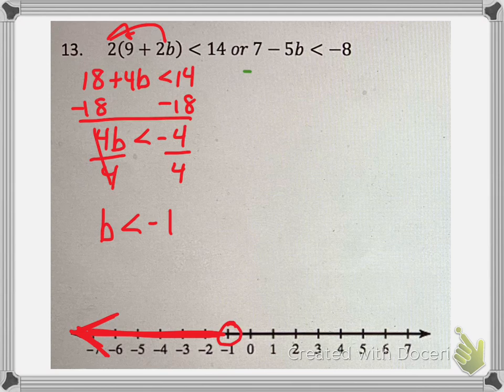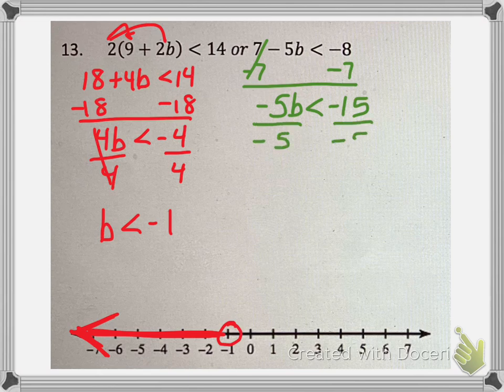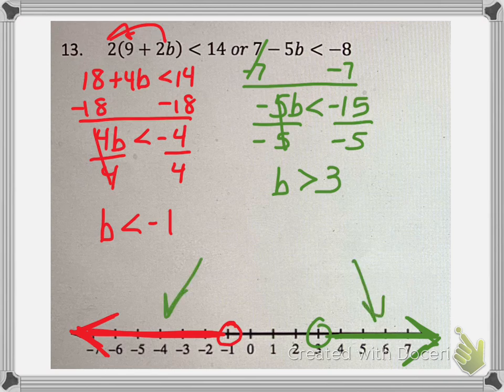I'm just going to subtract 7 from both sides. Okay, that goes away. That's a negative 5b is less than negative 15. I'm going to divide by negative 5. Dividing by negative, remember, that means that I flip the sign. B is greater than 3. So I go 3, keep it an open circle because it's not equal to, and B is greater than that. And there's my OR statement. It's either going to be here or it'll be there. Remember, it only has to satisfy one of them to be an OR statement.